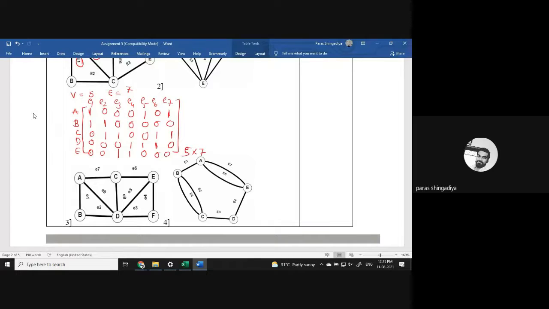Now try it for the third and fourth, okay? And the last graph is for practice.